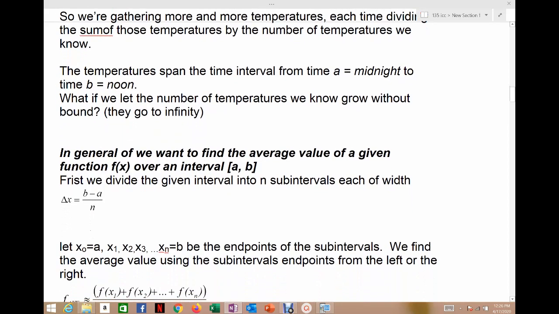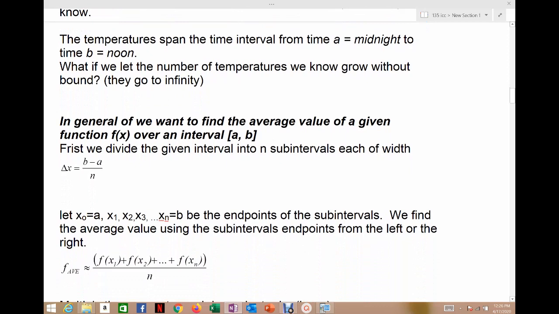Well, what if we decided to take infinitely many temperatures? There technically are infinitely many times I could take the temperature. Well, what if I decide to take them as they approach infinity? All right, and again, I go take a temperature every minute, every second, every half a second, every tenth of a second, every nanosecond, and so on. Well, that's what a limit is.